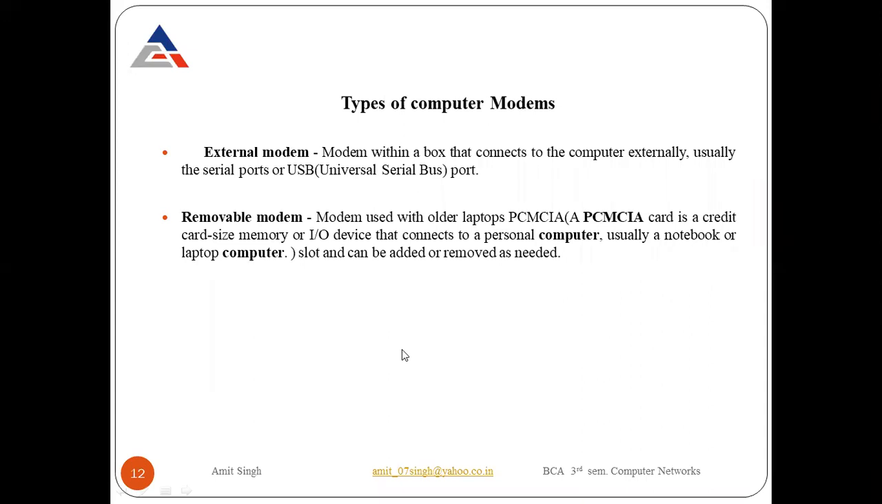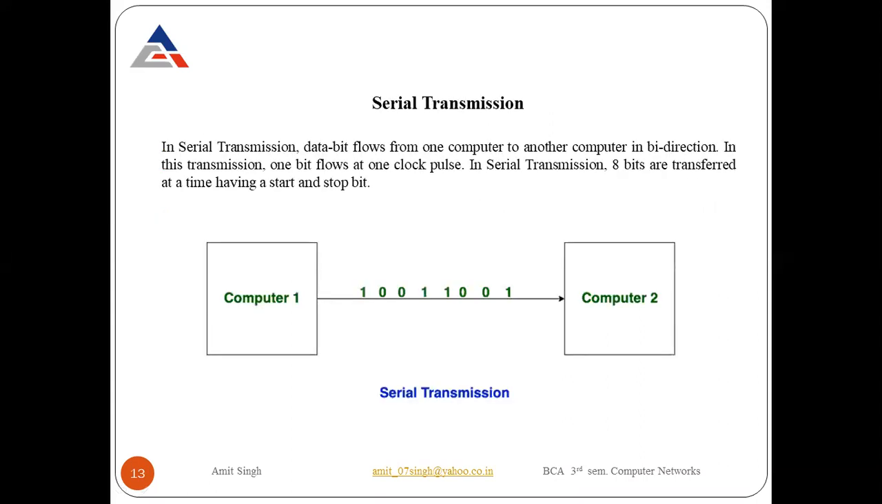So what it means, we have slots within our system. If we require the modem, then we can simply insert the modem into our system, and whenever the work is done, we can simply remove that modem from our system. So this type of modem is known as the removable modem, meaning we can remove it at any time. Clear? Okay. So next is the transmission.